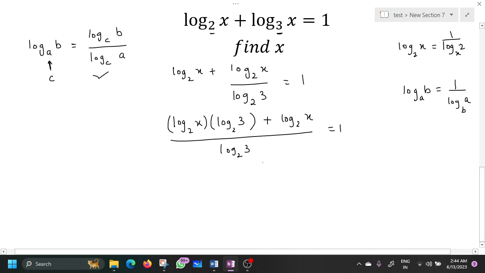Now shift this quantity to the other side, and take log base 2 x common in the numerator. So you will have log base 2 x common, and then you have log base 2 3 plus 1, and here you will have log base 2 3, whole multiplied by 1, which is the same.